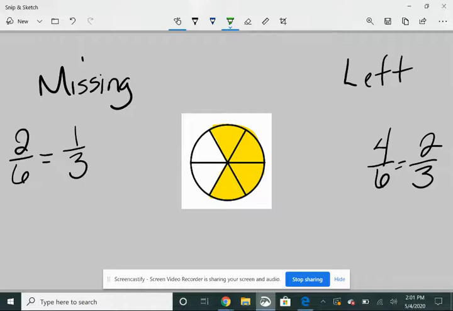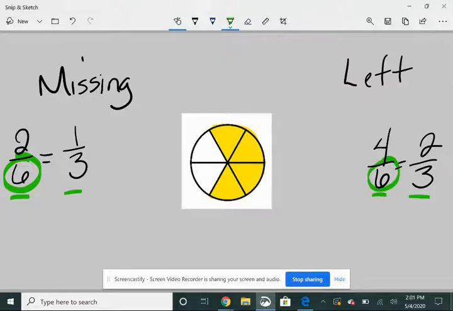Okay guys, this is our third video and I'm going to explain to you why these fractions are the same. Why are they equal and why did we have to reduce? Here we have this fraction for this pie because the pieces were cut into 6 equal parts.